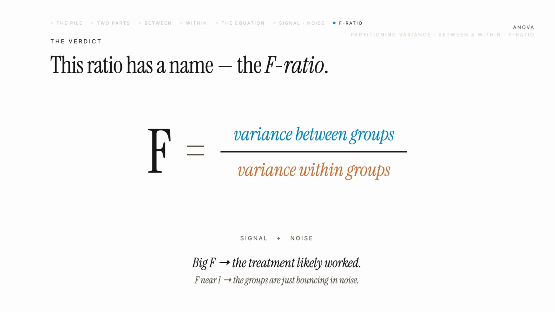ANOVA tests whether the signal is significantly larger than the noise by calculating an F ratio. A significant F tells you at least one group differs from at least one other group, but not which pairs. That's why you follow up with post-hoc tests like Tukey's HSD. This is the logic of ANOVA. It extends everything you learned about t-tests, hypothesis testing, p-values, to the case where you have more than two groups.